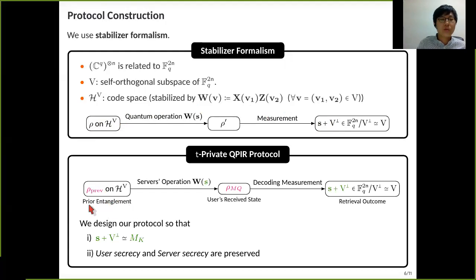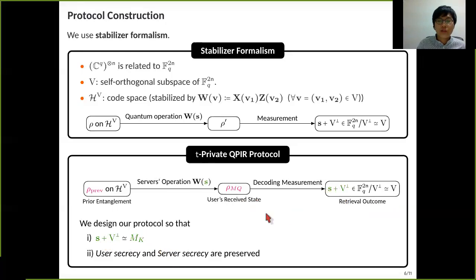In our protocol, we prepare the prior entanglement between the servers as a state on this code space, and by controlling the queries and depending on this file information, the server's operation will be this WS. Then by applying some decoding measurement, the user obtains this as plus V, the classical information, as a retrieval outcome. However, this line of process is just a copy of this process, but this process is not QPIR at all. To make this protocol a QPIR protocol, we need to make this retrieval outcome the same as this targeted information MK.